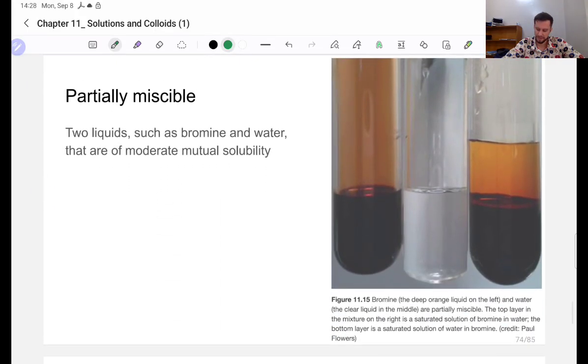And here's an example. You can see in the description here, the top layer in the mixture on the right is a saturated solution of bromine and water. So some of the bromine mixes with the water, but a lot of it doesn't. So it's partially miscible.